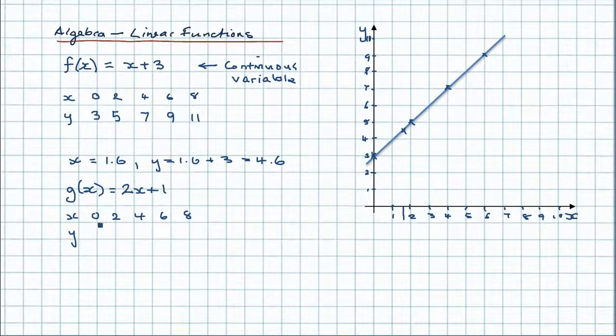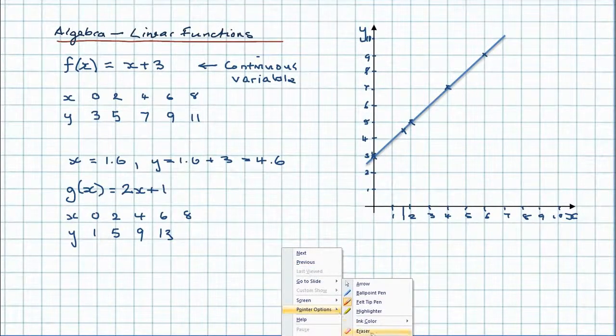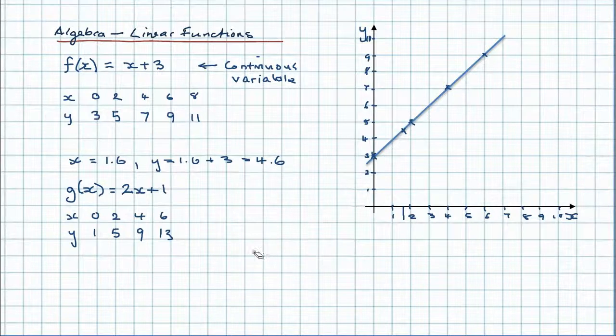Our y values then will come out as, well, 2 times 0 is 0, plus 1 gives us 1. Plug in our 2 for our value of x, so 2 times 2 plus 1 will give us 5. Now we plug in 4. 2 times 4 is 8, plus 1 gives us 9. 2 times 6 gives us 12, plus 1, 13. And, well, let's not go too high because we're going to go off the end of our graph here. So there we go. But you get the idea.